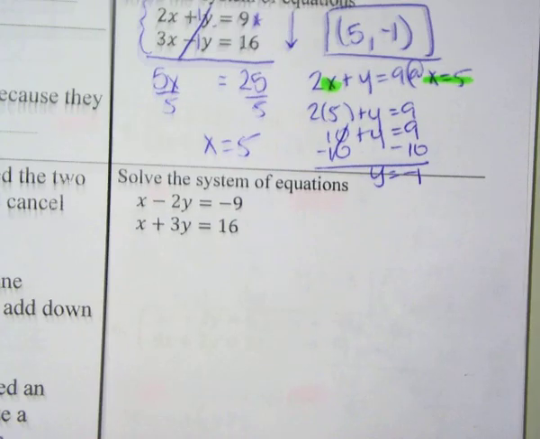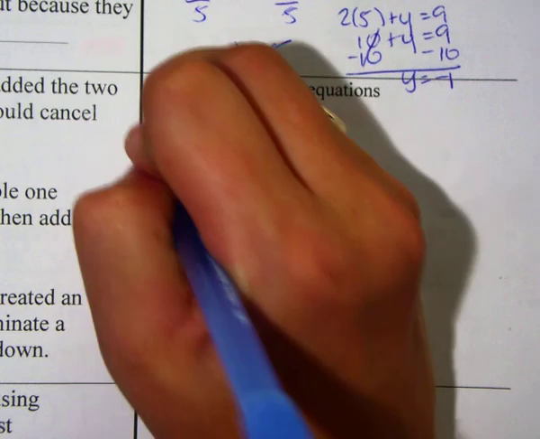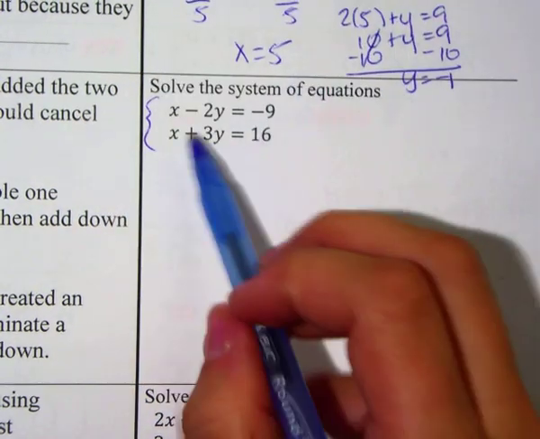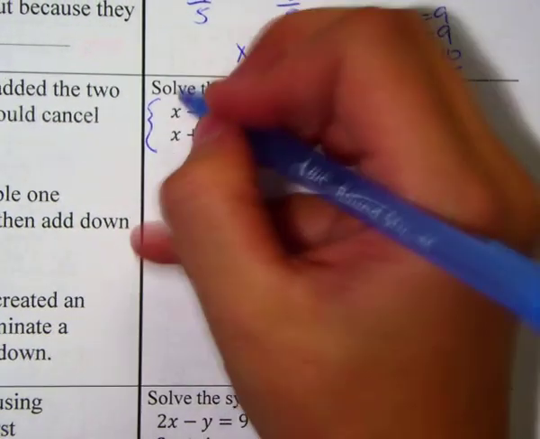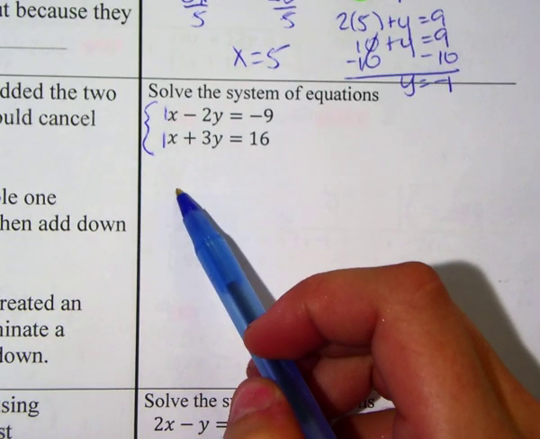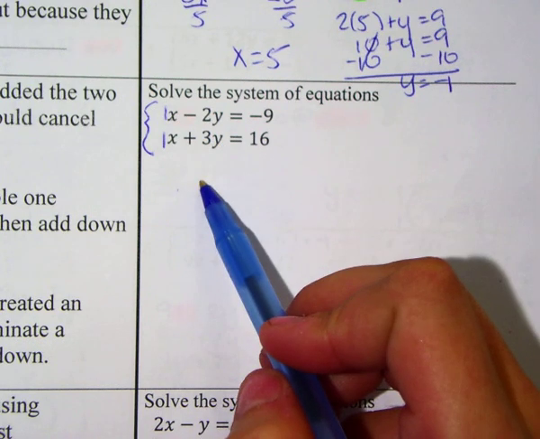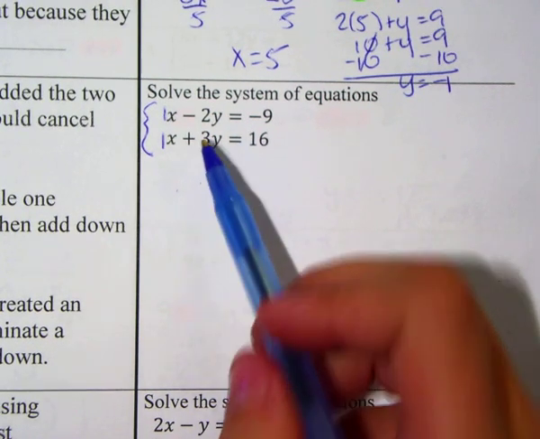So let's go ahead and do one more. Another one, very similar. Looking at this system, if we were to add straight down, this would be 1x plus 1x, which is 2x. Negative 2y plus 3y, which is going to be a positive 1y. So neither one is going to get eliminated.